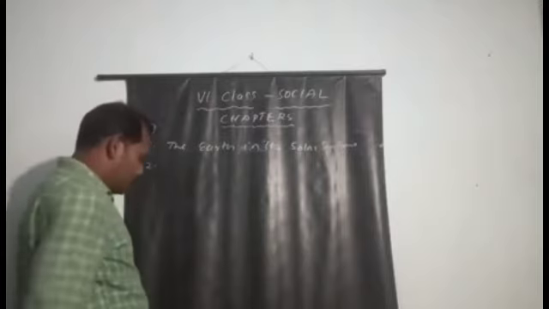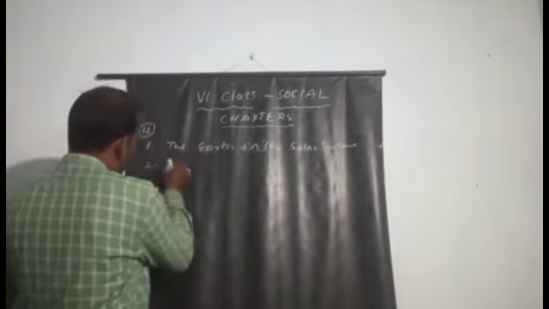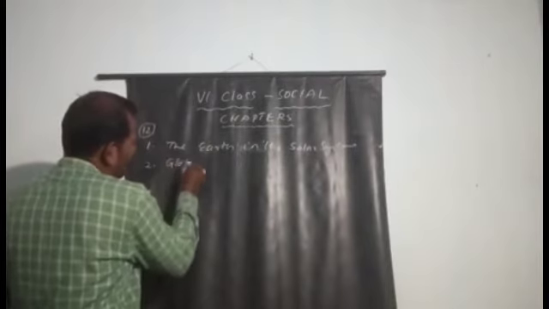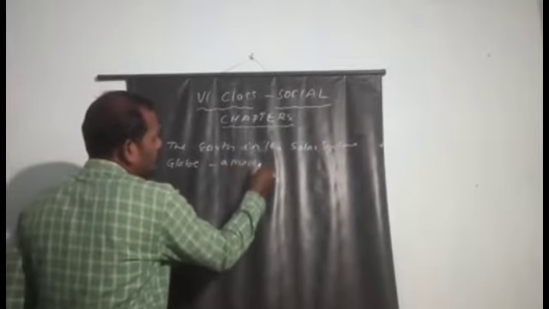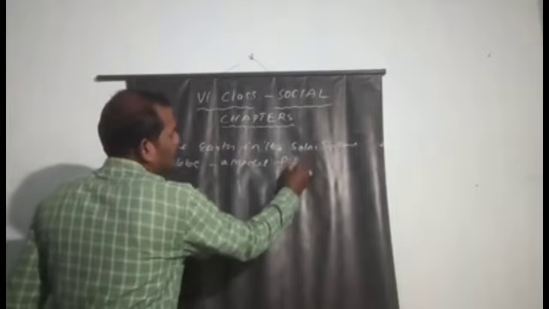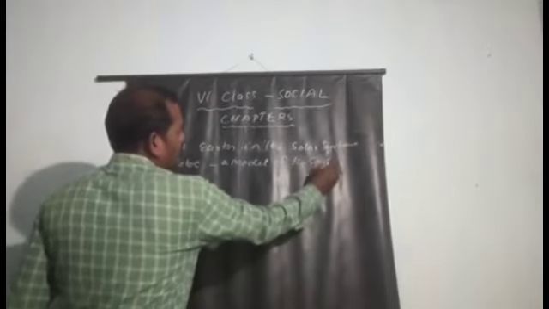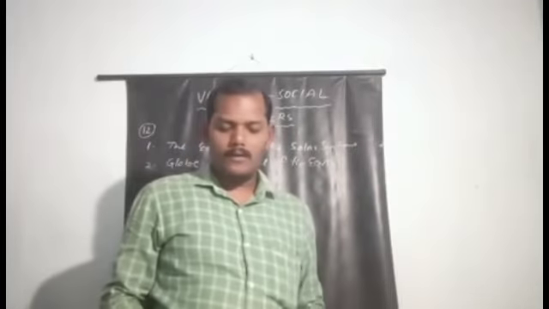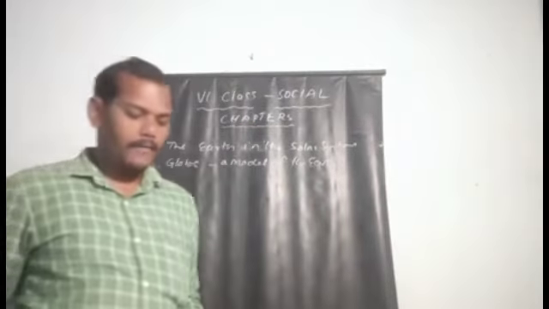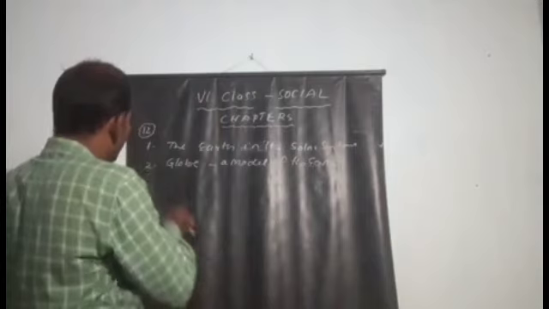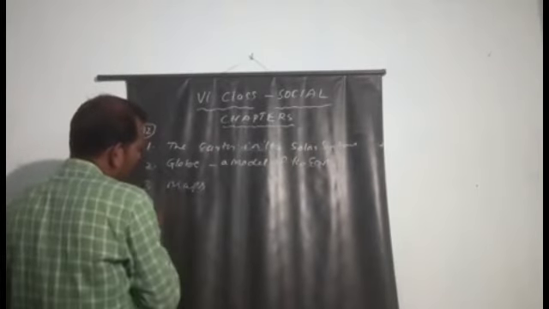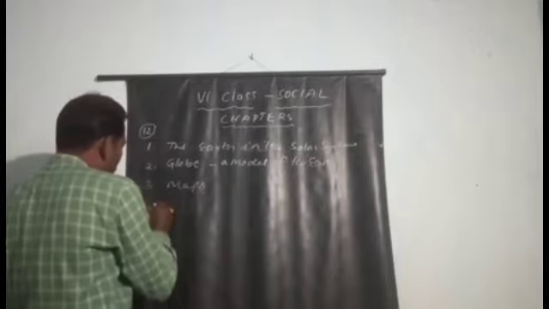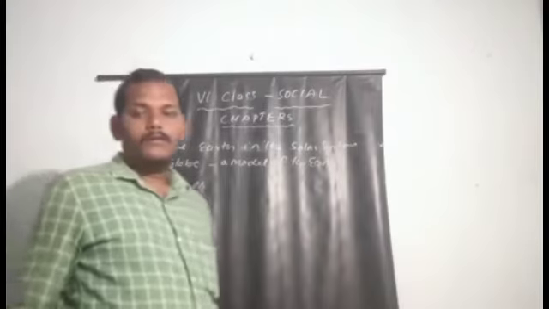And second one, globe, a model of the Earth. And third one, maps. Third one is maps. Third chapter.